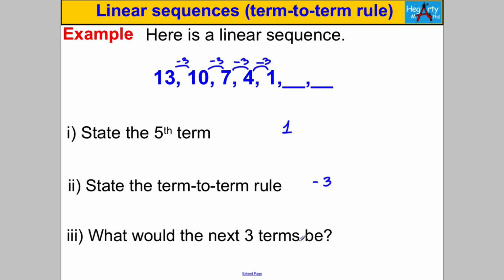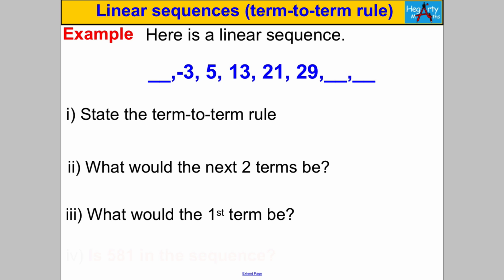What would the next 3 terms be? Well, we have to do 1 subtract 3, which would be negative 2. We have to do negative 2 subtract 3, which would be negative 5. And if I was doing one more, the next one would be negative 5, take away another 3, it would be negative 8. So let's state negative 2, negative 5, negative 8, and we're done with this question. Next one. Pause the video, have a go.